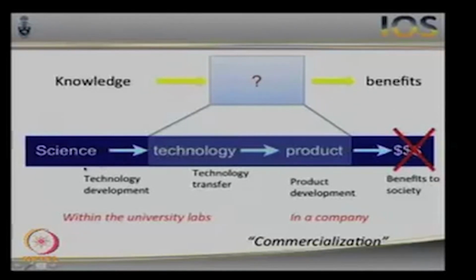So the question is, how do you get from science to benefits to society? And as I said, you turn it first into technology, you turn it then into product that benefits society. To turn science to technology is really a gap in there. And I think that's best done within universities, within the basic researchers, because we're the ones who know best what the science is.